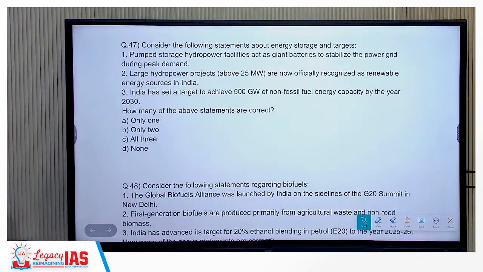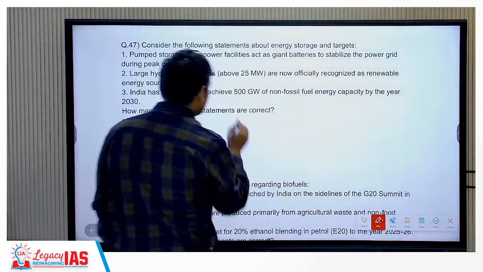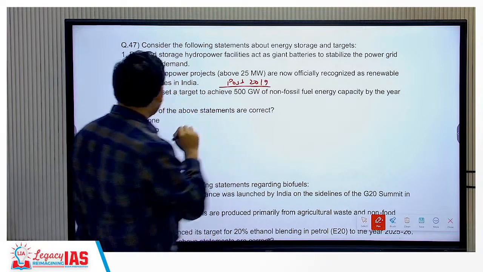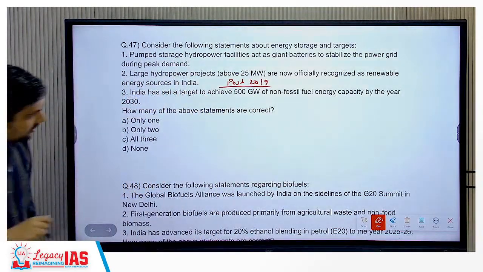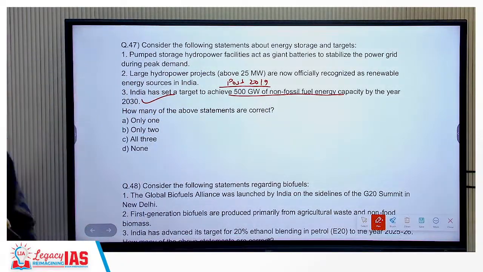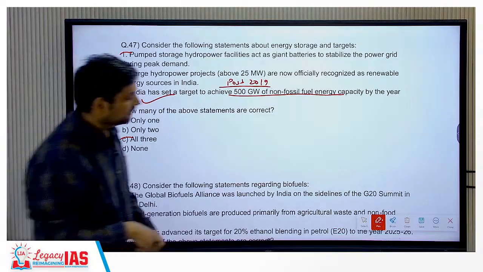Then energy storage, pump storage, hydropower. Yes, this is correct. Large hydropower projects above 25 megawatts are now recognized as renewable energy. Yes, this is post 2019. Then India has set a target to achieve 500 gigawatt of non-fossil fuel energy by 2030. This is also correct. All three of them are correct. Answer becomes all three.